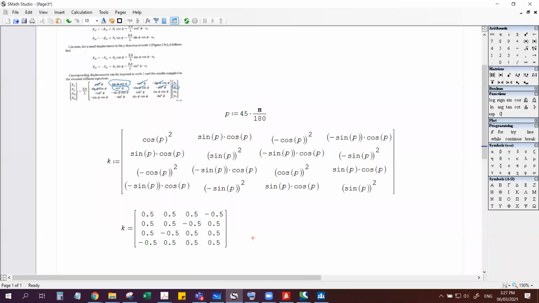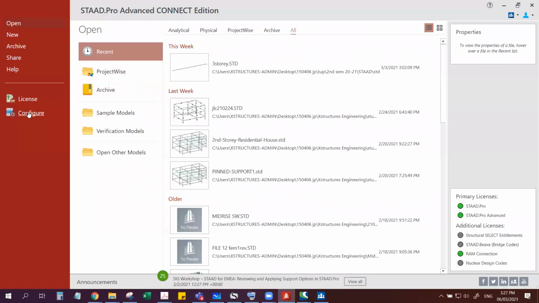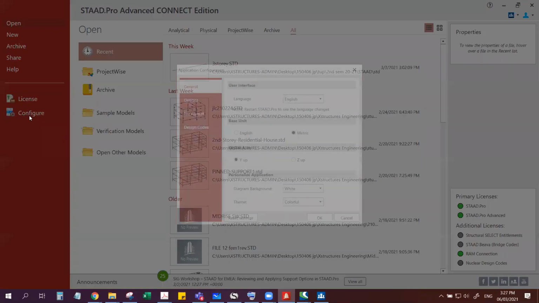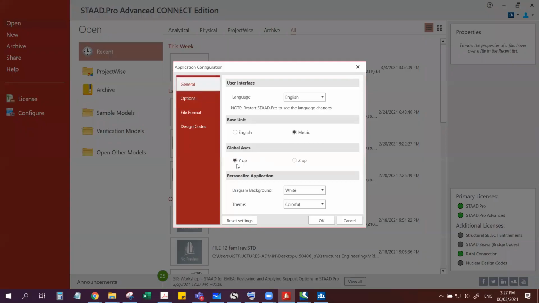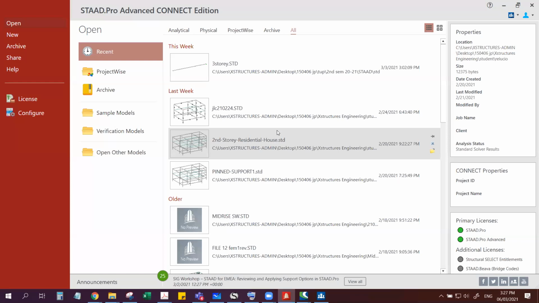Okay, let's proceed with STAAD. So first, configure. The default should be metric, Y up. Okay, because we will be dealing with millimeters or meters, not inches and feet. Y up, that's the default. So I'll explain that later. Why Y up?